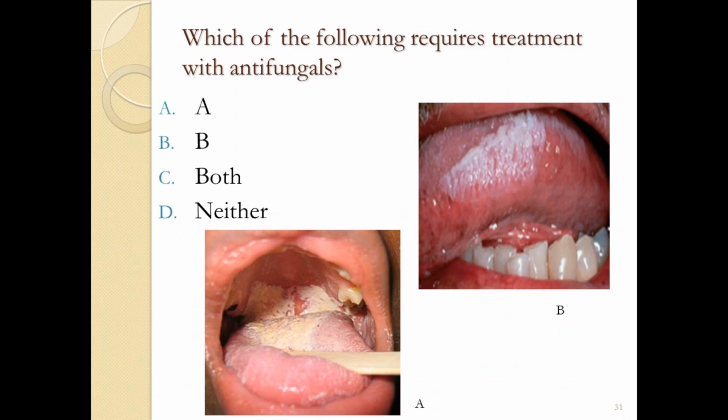Okay, what about this one? Which of the following requires treatment with antifungals? A is the one picture at the bottom. B is the one on the right. Both or neither?